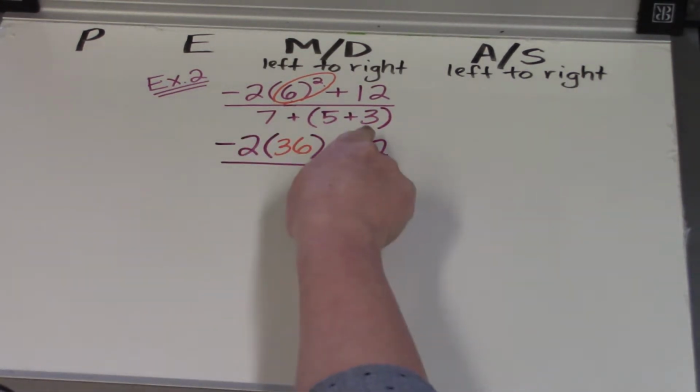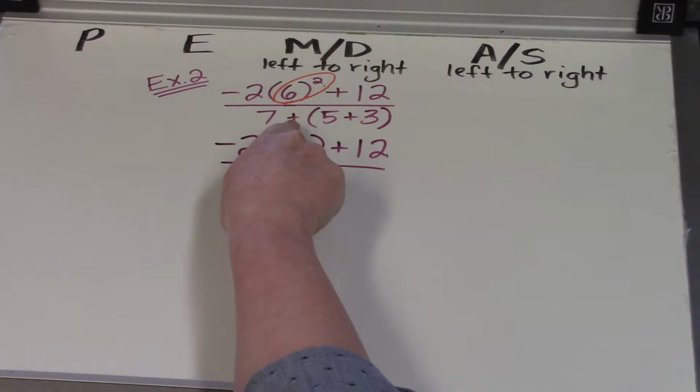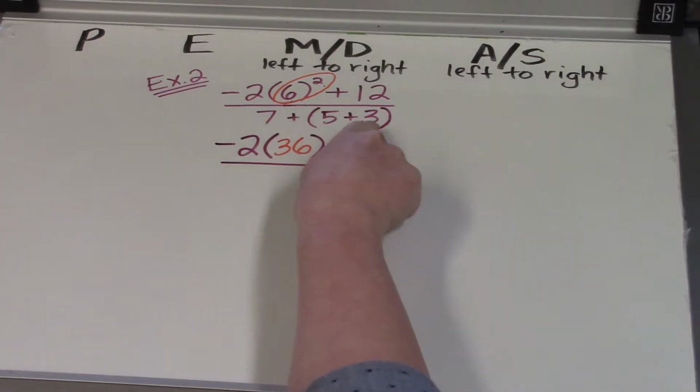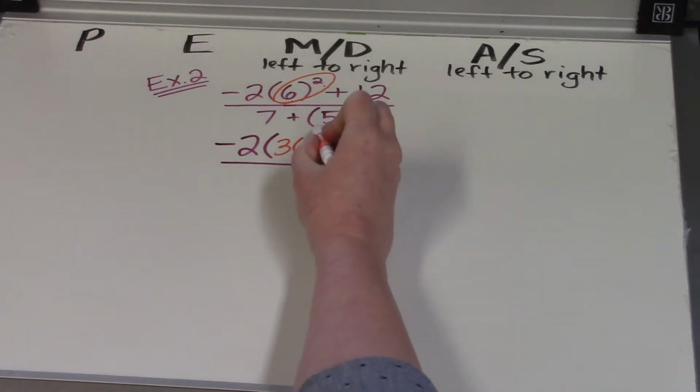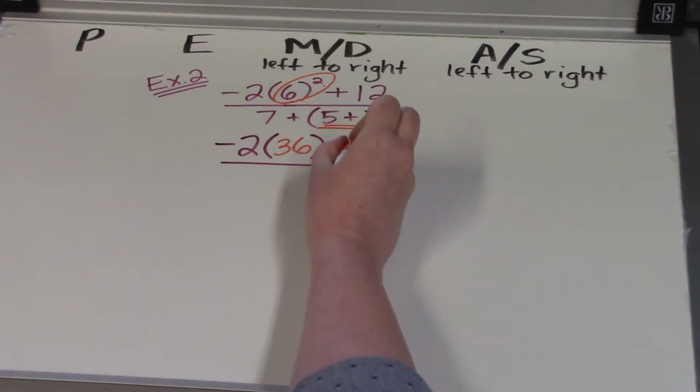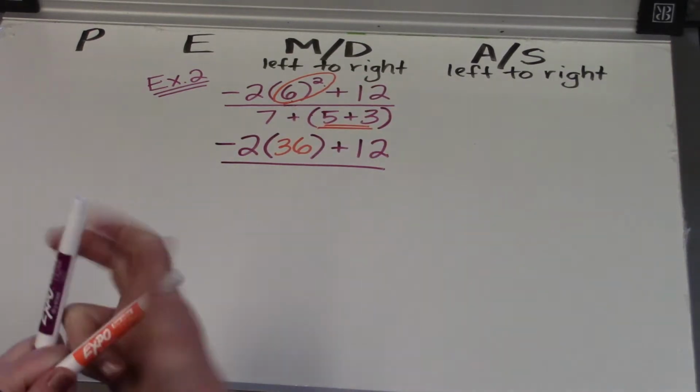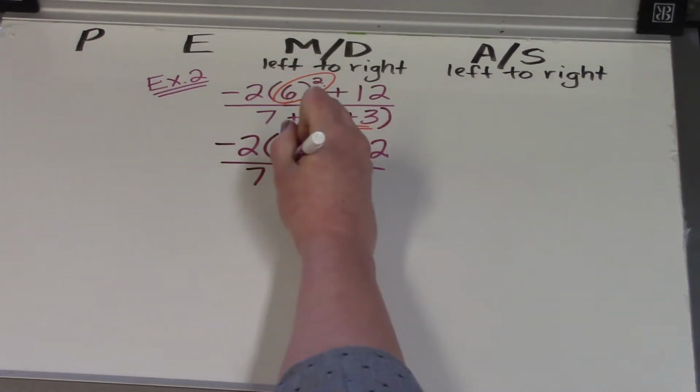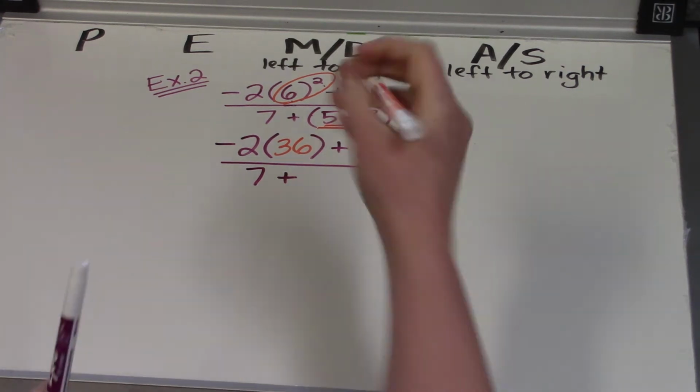If you look at the denominator, we have 7 plus a set of parentheses with 5 plus 3 inside. So in the denominator, I am going to simplify this set of parentheses, and 5 plus 3 would give me 8. So in the denominator, I have 7 plus 8.